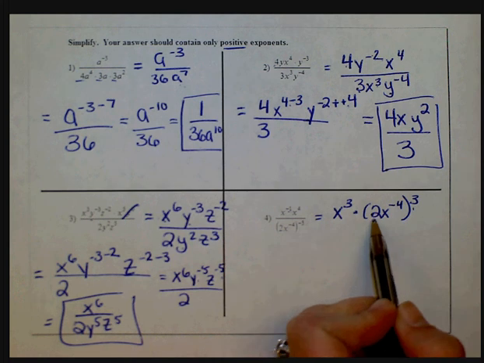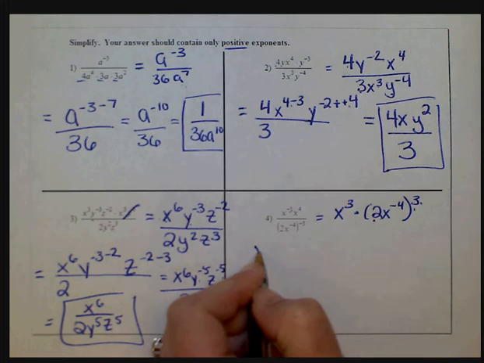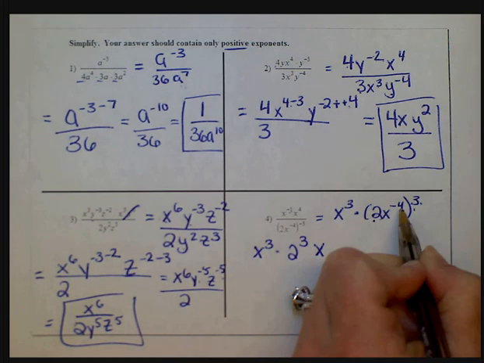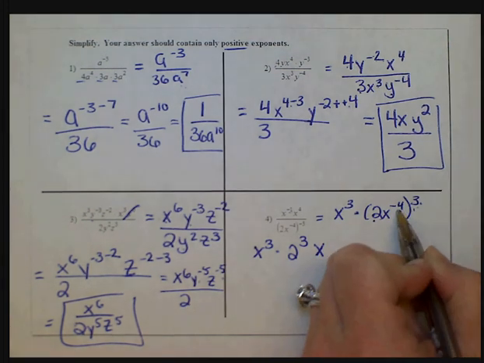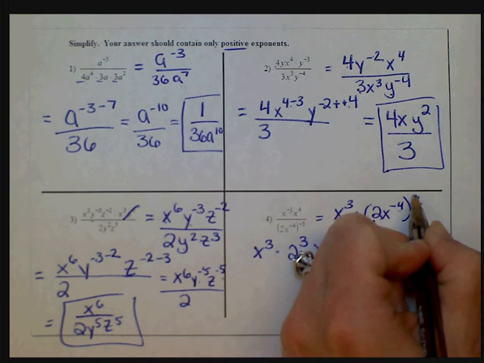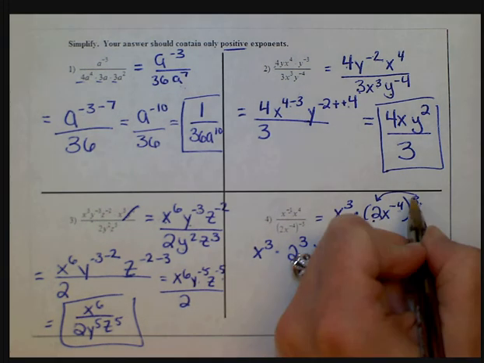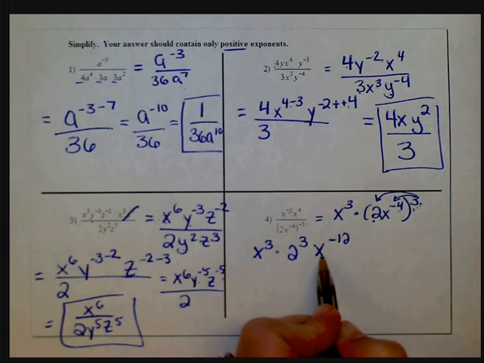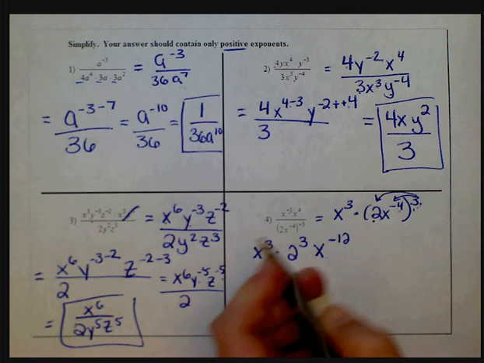Now I simplify. I use the power to the power rule. So this is x to the third times 2 to the third times x to the negative 12. Remember, you multiply these. Negative 4 times 3 is a negative 12. So remember, this power gets handed to the 2 to the first and the x to the negative 4. So now I have like bases here being multiplied, so I'm going to add the powers.